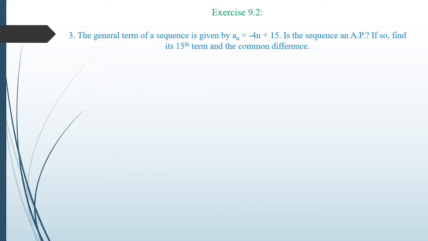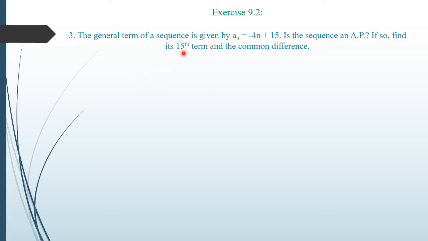Next question is the third one. The general term of a sequence is given by an is equal to minus 4n plus 15. Is the sequence an AP? If so, find its 15th term and the common difference. Remember, as I gave you a small hint in the previous example, you can see here the degree of n is nothing but 1. Therefore, this sequence will definitely form an arithmetic progression, and he is asking me to calculate the 15th term and the common difference. Common difference we know how to calculate already from the previous example.